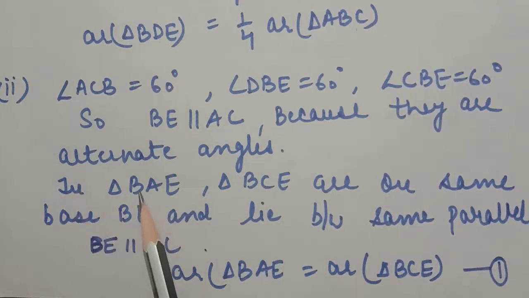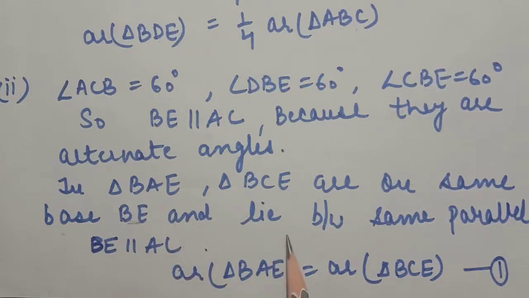So triangle BAE and triangle BCE are on the same base BE and lie between the same parallels. BE is the common base and BE is parallel to AC. So according to the theorem, which theorem? That if two triangles are on a common base and between the same two parallels, then the areas of these two triangles are always equal. So the area of triangle BAE is equal to the area of triangle BCE, which is equation number 1.